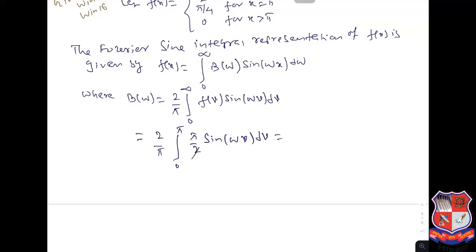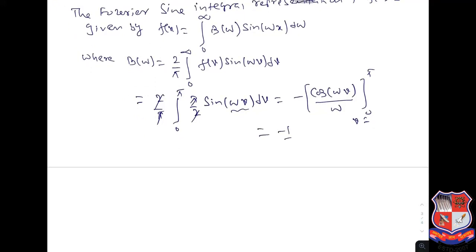And now it is easy to integrate. So this cancels. Integration of sine is minus cosine omega v over the derivative of omega v with respect to v, which is omega, and the limit of v is from 0 to pi.